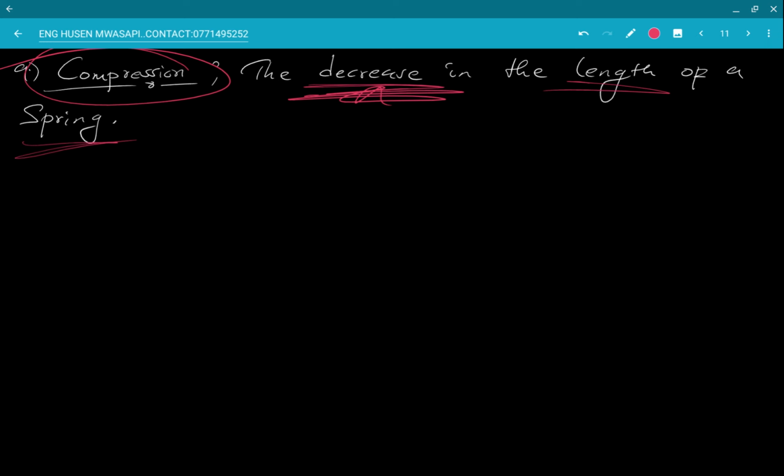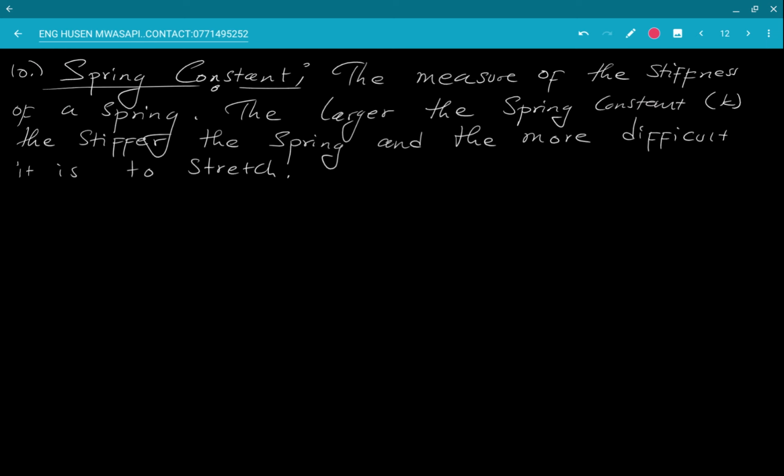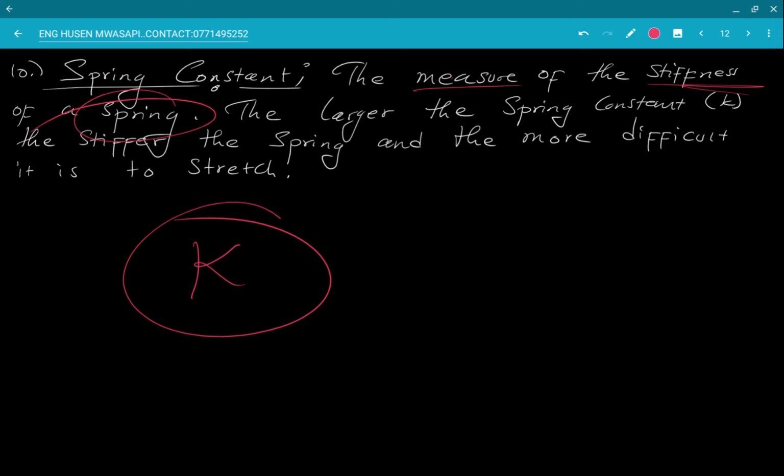Alright, let's move on. Now the 10th term is what we call the spring constant, mostly symbolized as K. Now this is the measure of the stiffness of a spring. The larger the spring constant, which is the K value, the stiffer the spring will be, and the more difficult it will be to stretch that material.